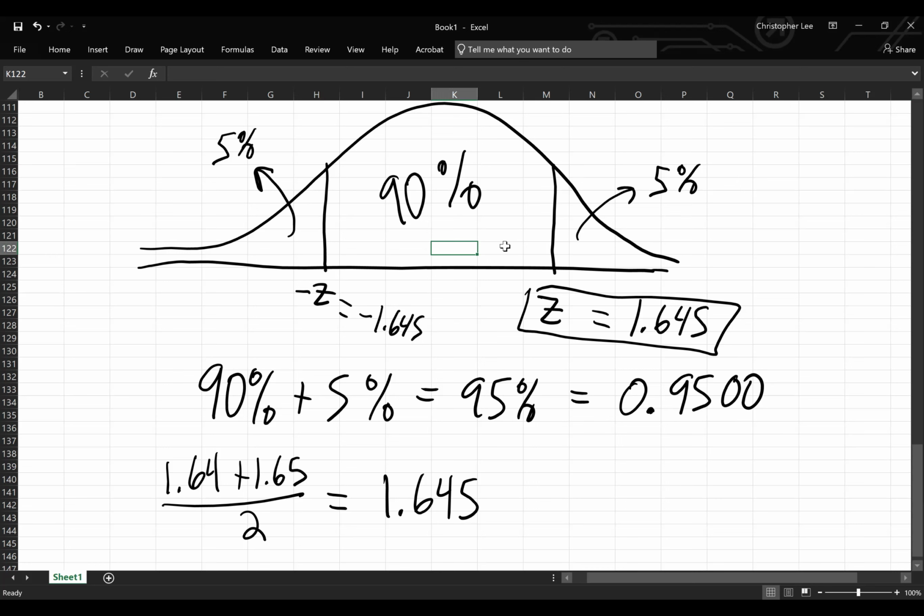That row that they're in is 1.6. So I'll show you how to do it in the calculator. The calculator is a little different.